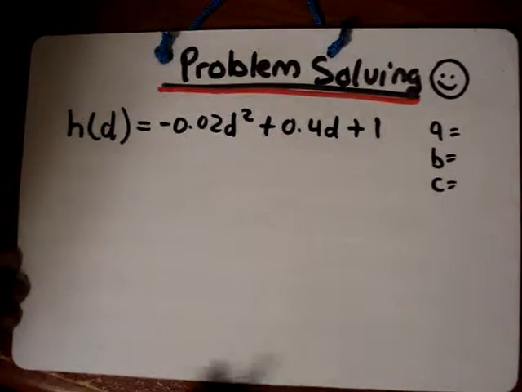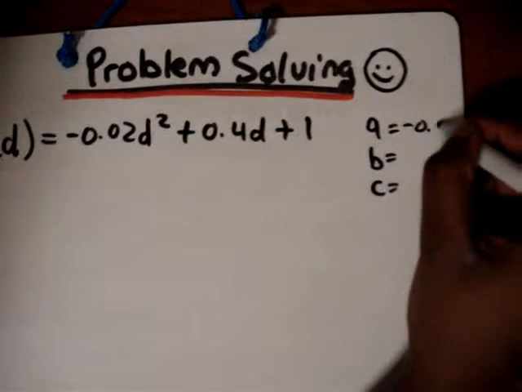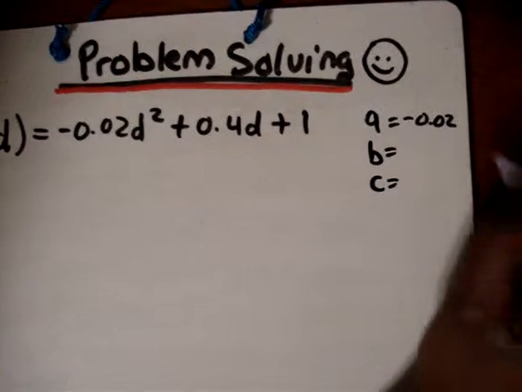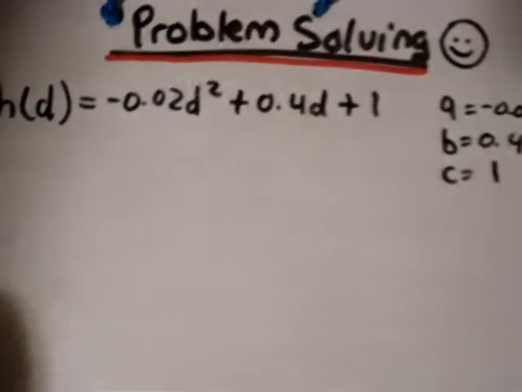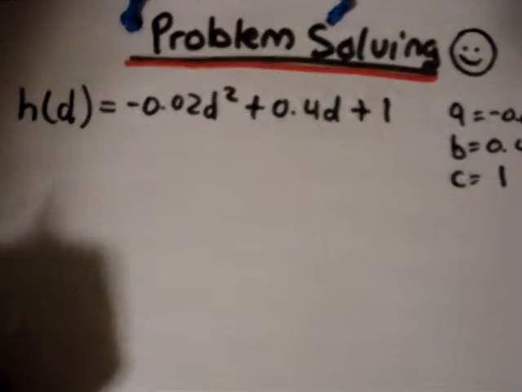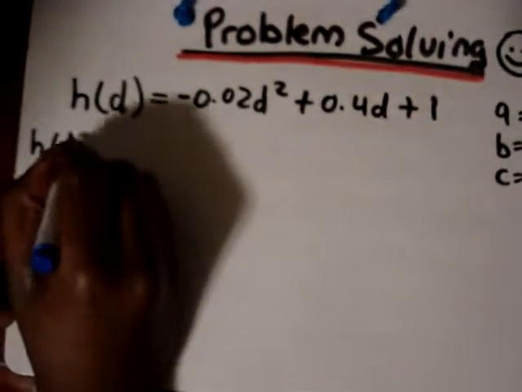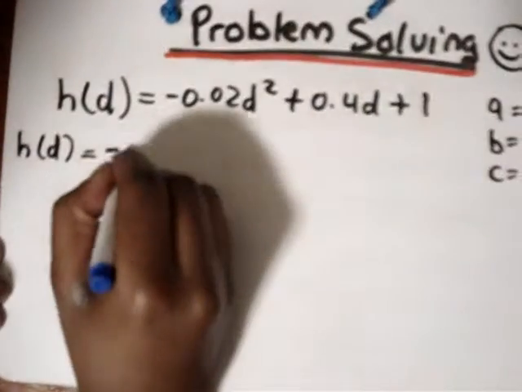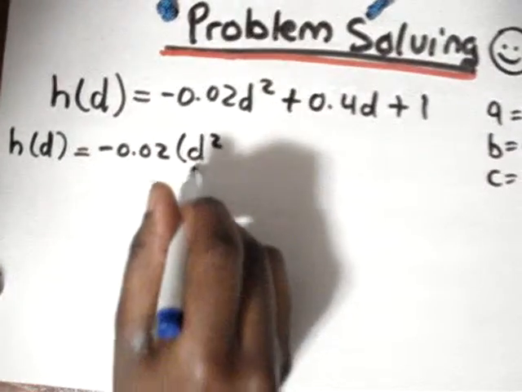Okay, so now I just rewrote the equation that I read to you guys in the problem. It looks very difficult, but it's okay. All we have to do is establish our values. So your a value is -0.02, your b value is 0.4, and your c value is 1. We're doing exactly the same thing as the other practice questions. So what you do is h(d) is equal to -0.02d squared. We're using d instead of x.